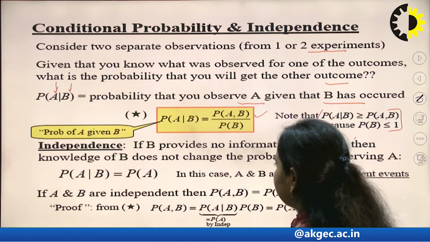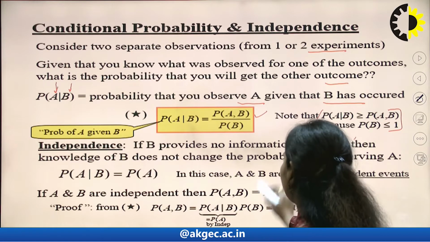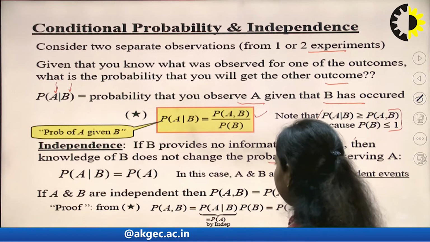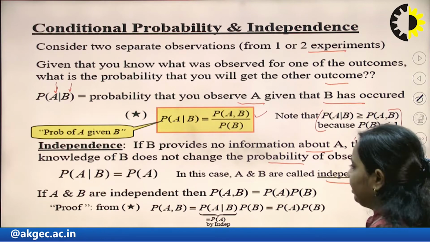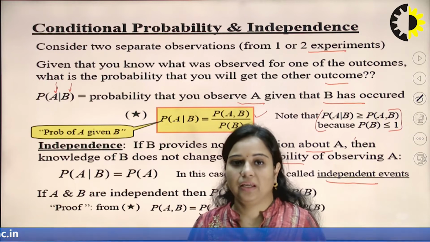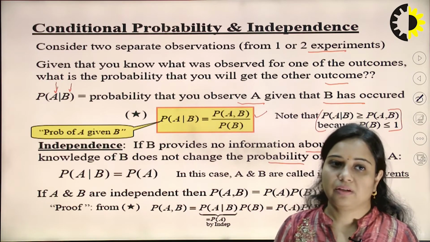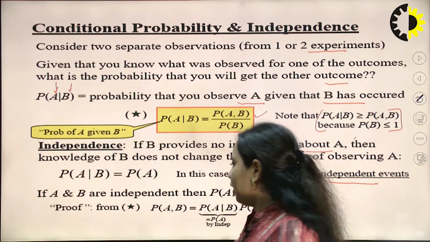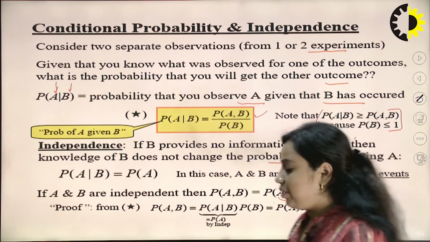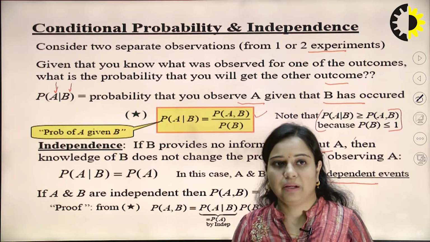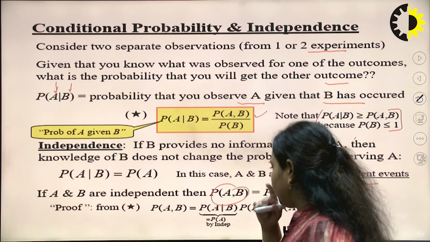Independence: if B provides no information about A, then the knowledge of B does not change the probability of observing A. In this case A and B are known as independent events, meaning the occurrence of one event does not affect the occurrence of the other. That is known as the independence property. If A and B are independent, then probability of A comma B is equal to probability of A times probability of B. Since these are not dependent on each other, we can simply multiply the probabilities and get this value, that is A comma B.